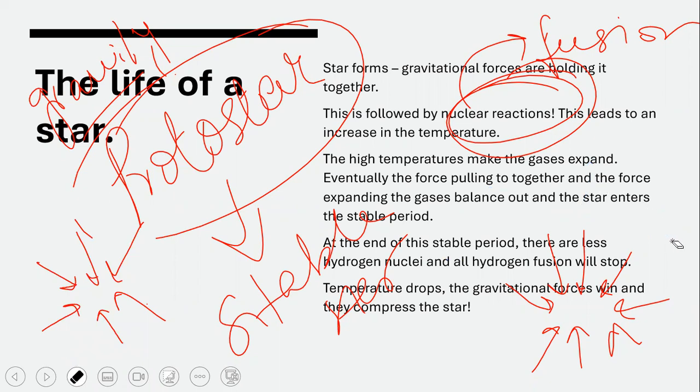What is the only force left? Gravitational force, because there's no expansion force to balance it out. All you have is gravitational force. The gravitational force is going to win, and the star is going to collapse. When the star collapses, what is going to happen?